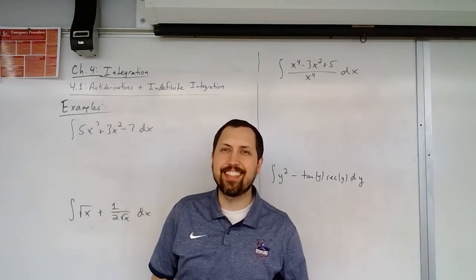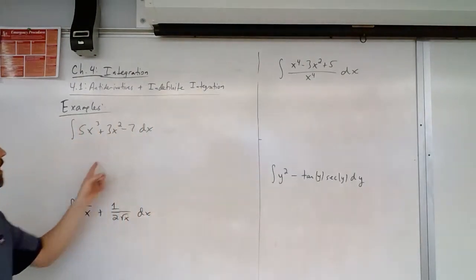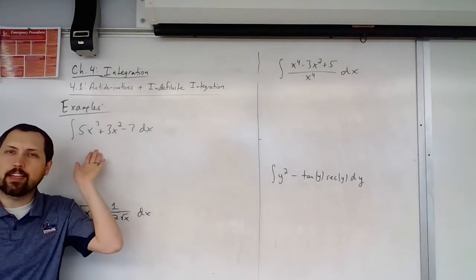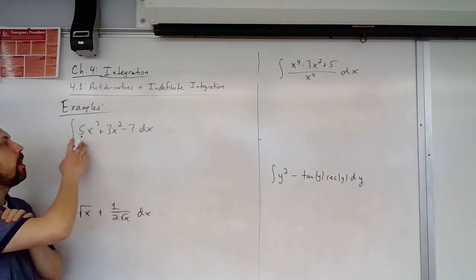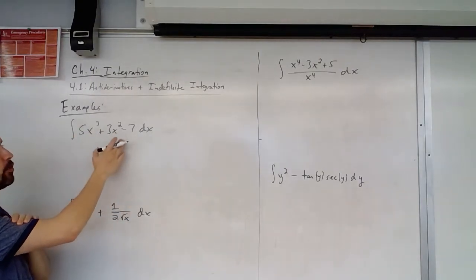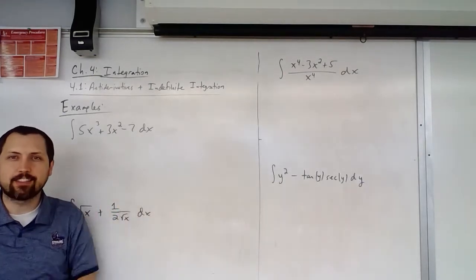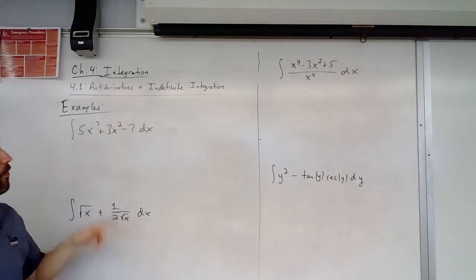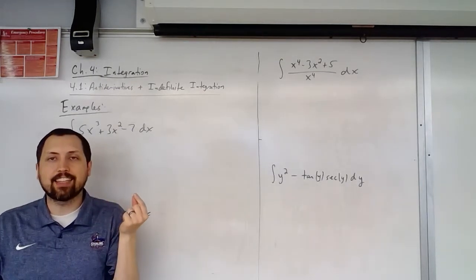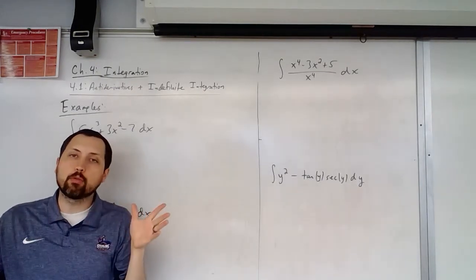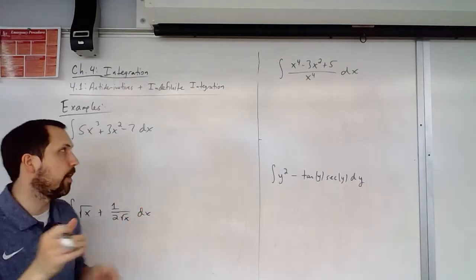Let's take a look at a few examples. So first example, we'd like to do some indefinite integration or find the antiderivative of 5x cubed plus 3x squared minus 7. All of this is going to be with respect to x. X is our variable. Now, if we think about the rules that we had last time, we could use all of these rules to start to simplify this down.